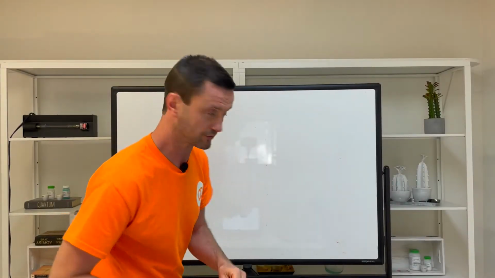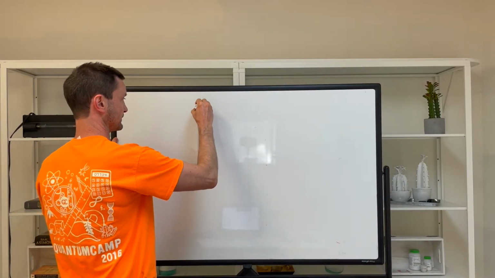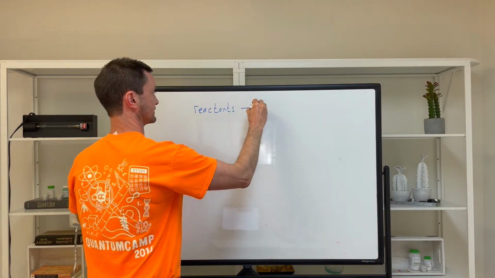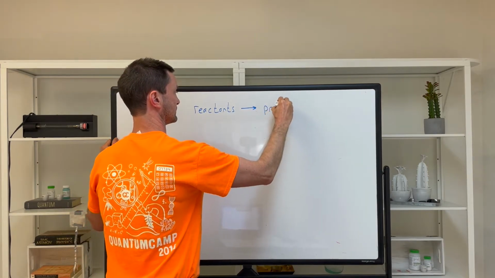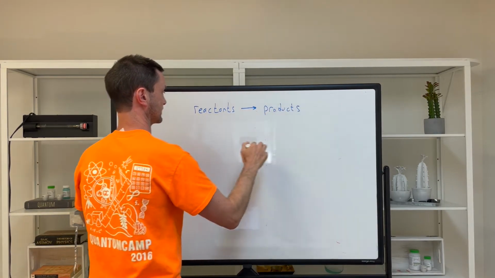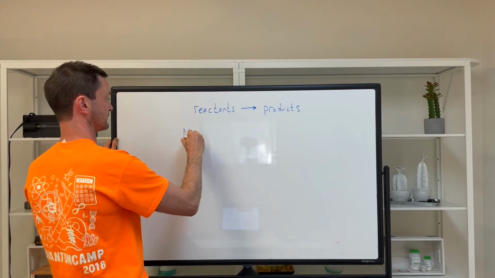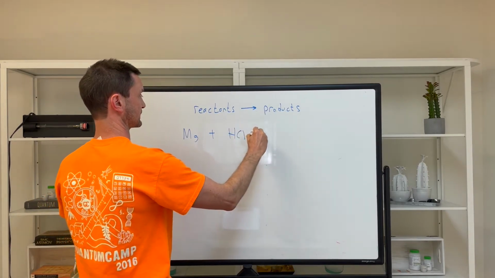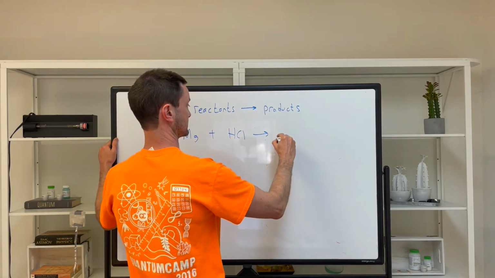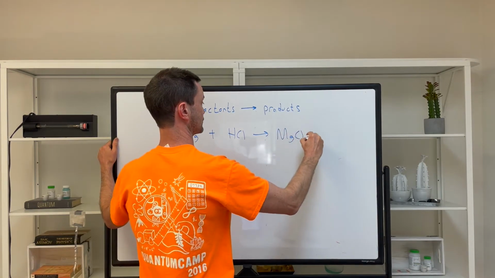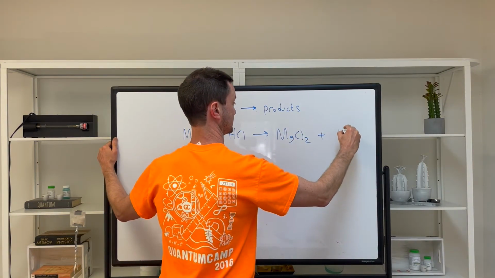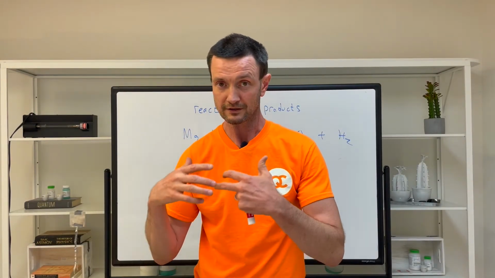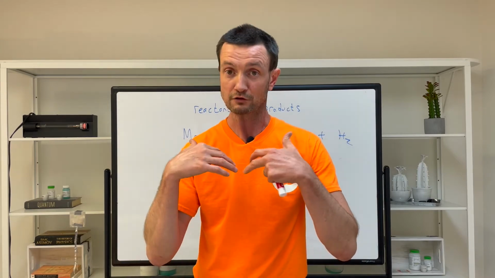So let's just remind ourselves that all chemical equations list the reactants on the left side and they become the products which we write on the right side. And we know the reactants here are Mg and HCl, hydrochloric acid. And we know that the products are MgCl2 and hydrogen gas.